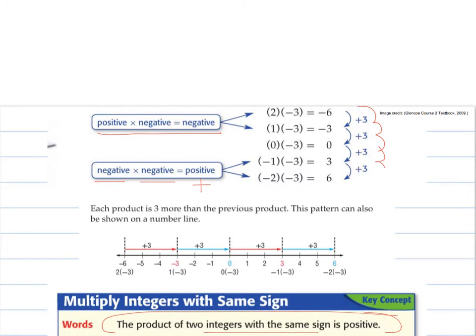So the more I multiply, I'm going 2 times -3, going up. And you can see that on a number line as well. Okay? And so each product is 3 more than the previous product. The pattern also can be shown on the number line. So going up 3, up 3, up 3, and up 3.